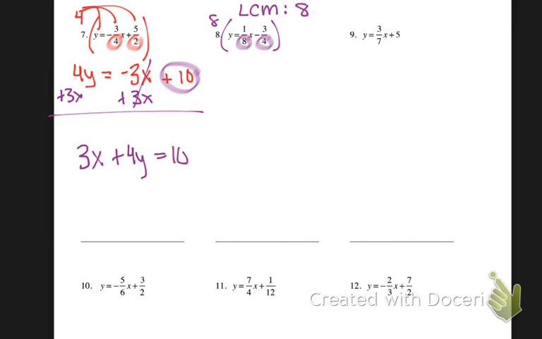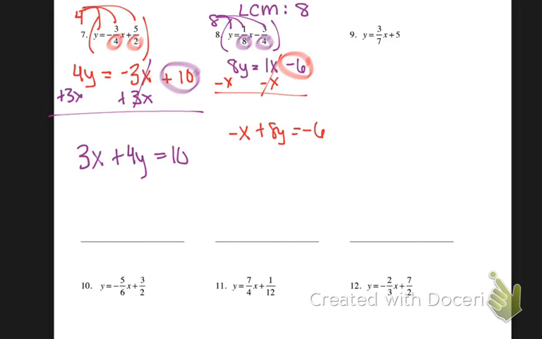So we're going to multiply everything by 8, which means we have to distribute. 8 times y is 8y. 8 times 1 over 8 is 1, and there's an x. 8 times negative 3 over 4 is negative 6. Now the goal is to try to get the negative 6 by itself. So we have to subtract x from both sides. We have a negative x plus 8y equals negative 6.